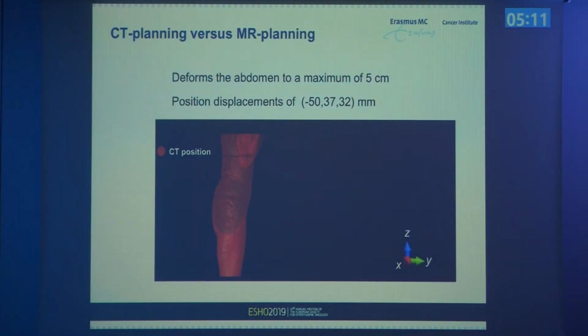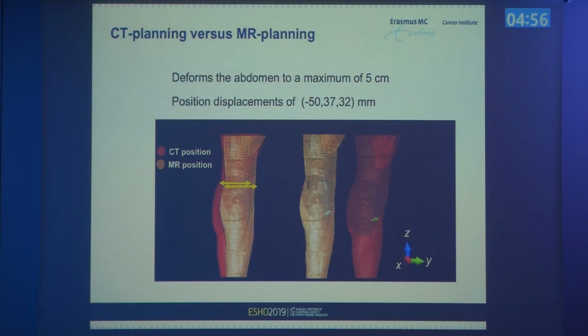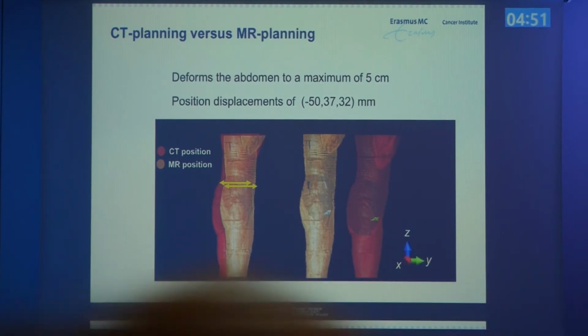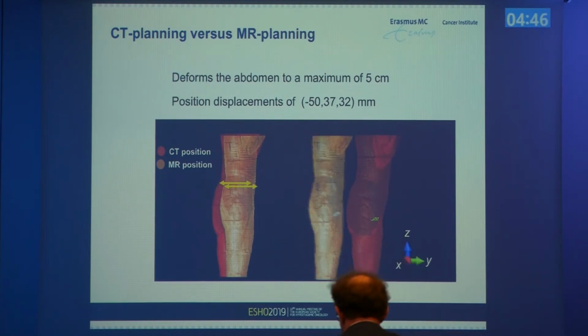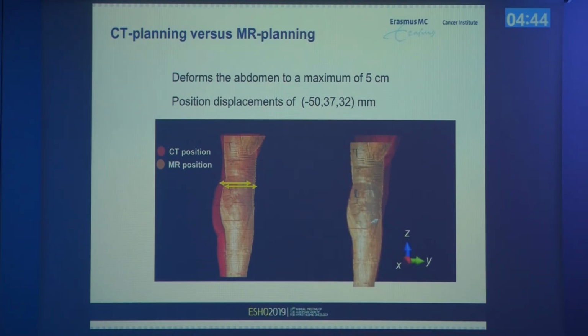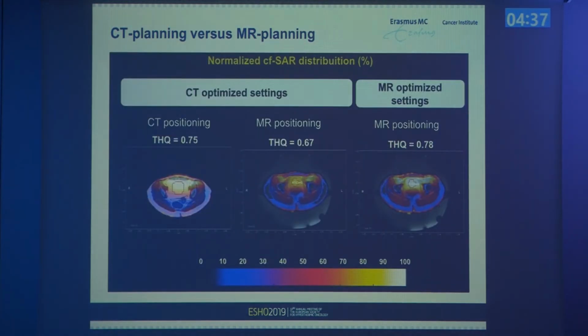So the first observation that we saw is that there is for sure a deformation in the abdomen region of about 5 centimeters. And also if you look at the shape of the body, it is already quite different. And then using also the pubic bone as a reference point, we also saw that there is a displacement in terms of position of about 5 centimeters in the X direction, 3.7 in the Y, and 3.2 in the Z. So for sure there is a deformation.